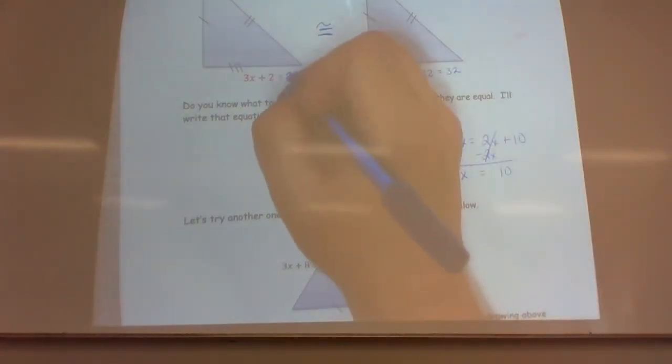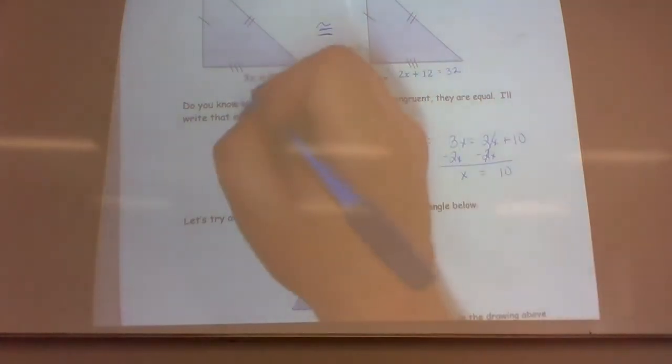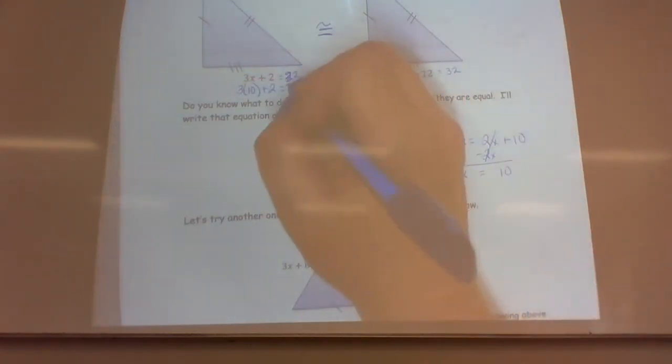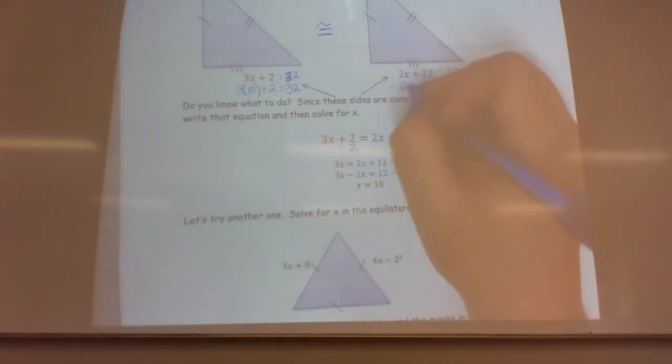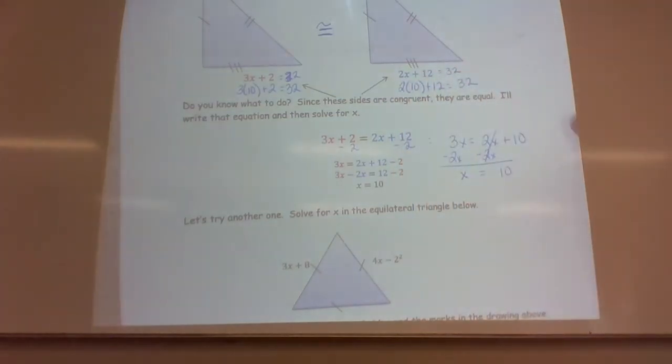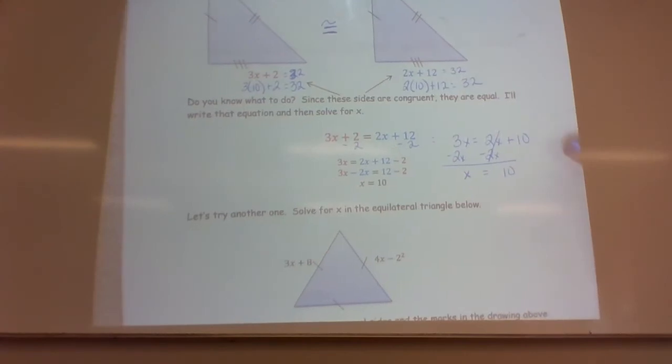Sorry. When we substitute our number back in here, that's how we know that we have balanced both sides of the equation to solve for x.